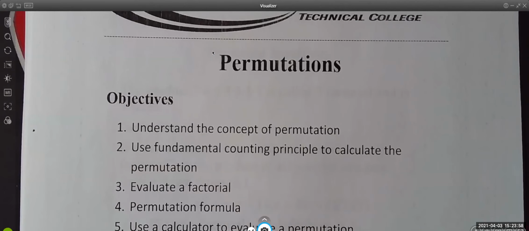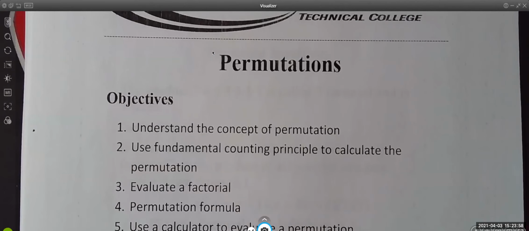First, we want to know what is called a permutation. Secondly, we are going to use the fundamental counting principle to calculate a permutation. And then we are going to develop a formula for permutation, during which we are going to encounter this terminology called factorial, which is a calculation and which is also very easy to do. And last one, we are going to use a calculator to calculate a permutation. So eventually we are going to use a calculator.